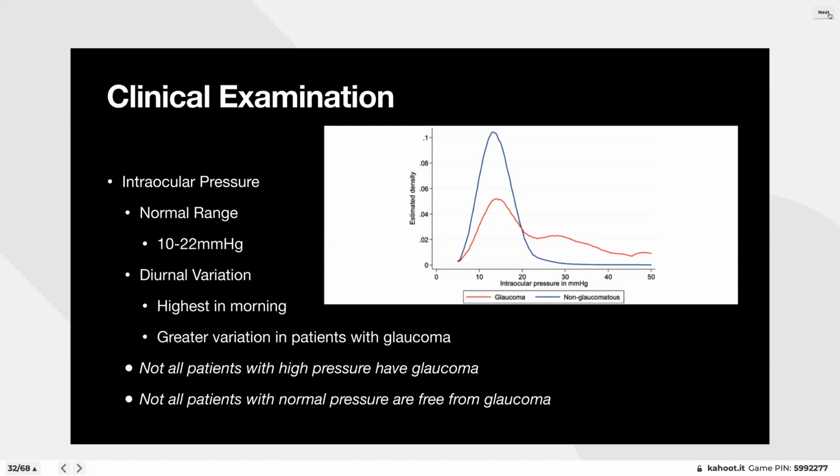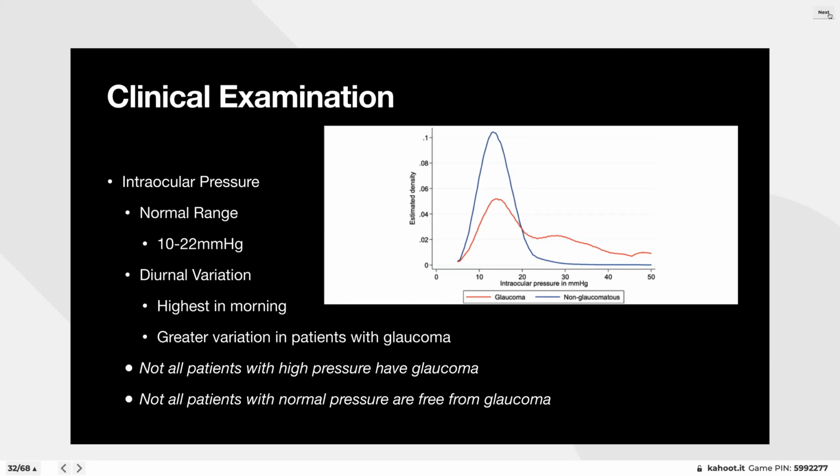What we do know as well is that there is increased variation in that pressure in patients with underlying glaucoma. Whereas you would have maybe 3 or 4 millimeters of mercury difference between the morning and the evening in our normal patients, in patients with glaucoma, they can have differences of up to 10 or 15 millimeters of mercury. So, more diurnal variation in patients with glaucoma.